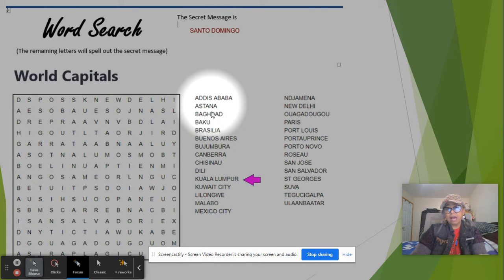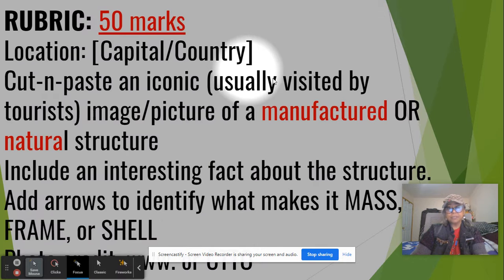So notice we have all these capitals, right? Let me just have an example. Like, what if I decide on Kuala Lumpur, right? And it's worth 50 marks. So pick five all in all. So 10, 20, 30, 40, 50. So 10 marks per slide.